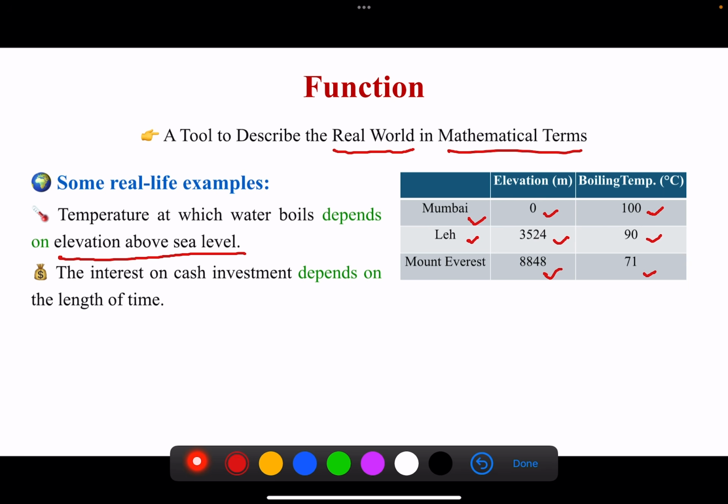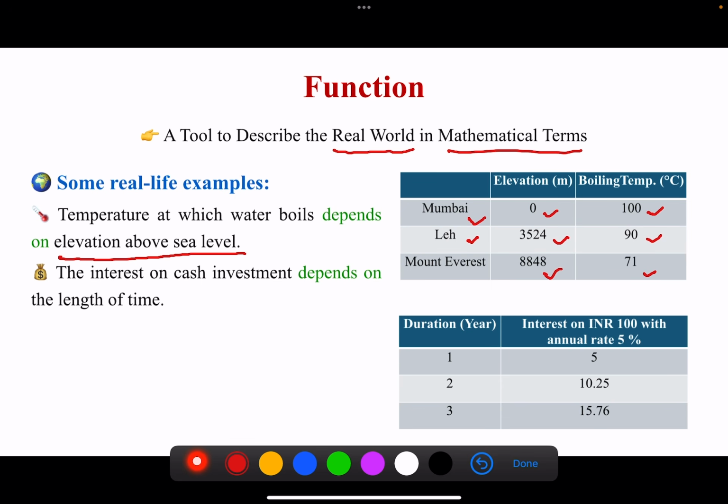Another example is interest on a cash investment, which depends on how long you keep the money invested. With a 5% annual interest rate on 100 rupees, we get 5 rupees after 1 year. But after 2 years, it becomes 10.25, and after 3 years, it is 15.76. Here, interest depends on length of time. We can say interest is a function of length of time.